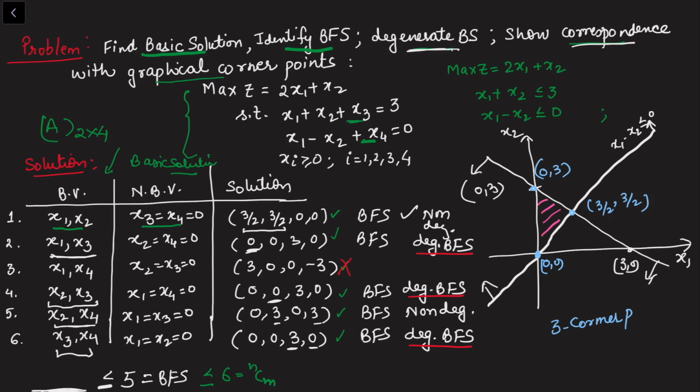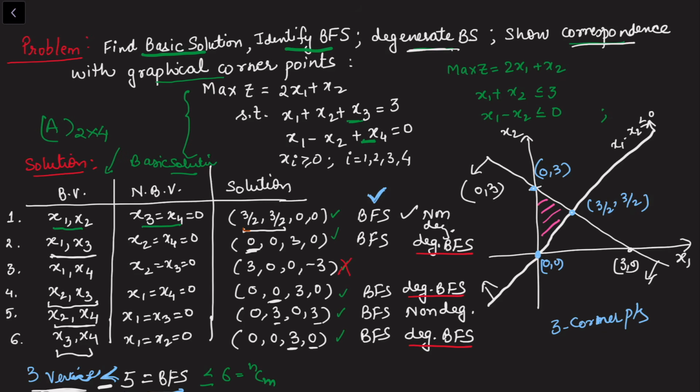These are 3 corner points, but we have got 5 basic feasible solutions. In the previous question, we got the same number of BFS and the same number of corner points. But here we got 5 BFS and we got 3 vertices. So the vertices we got are 3. That is why we said that this is strictly less than. Now let's see how they correspond to each other.